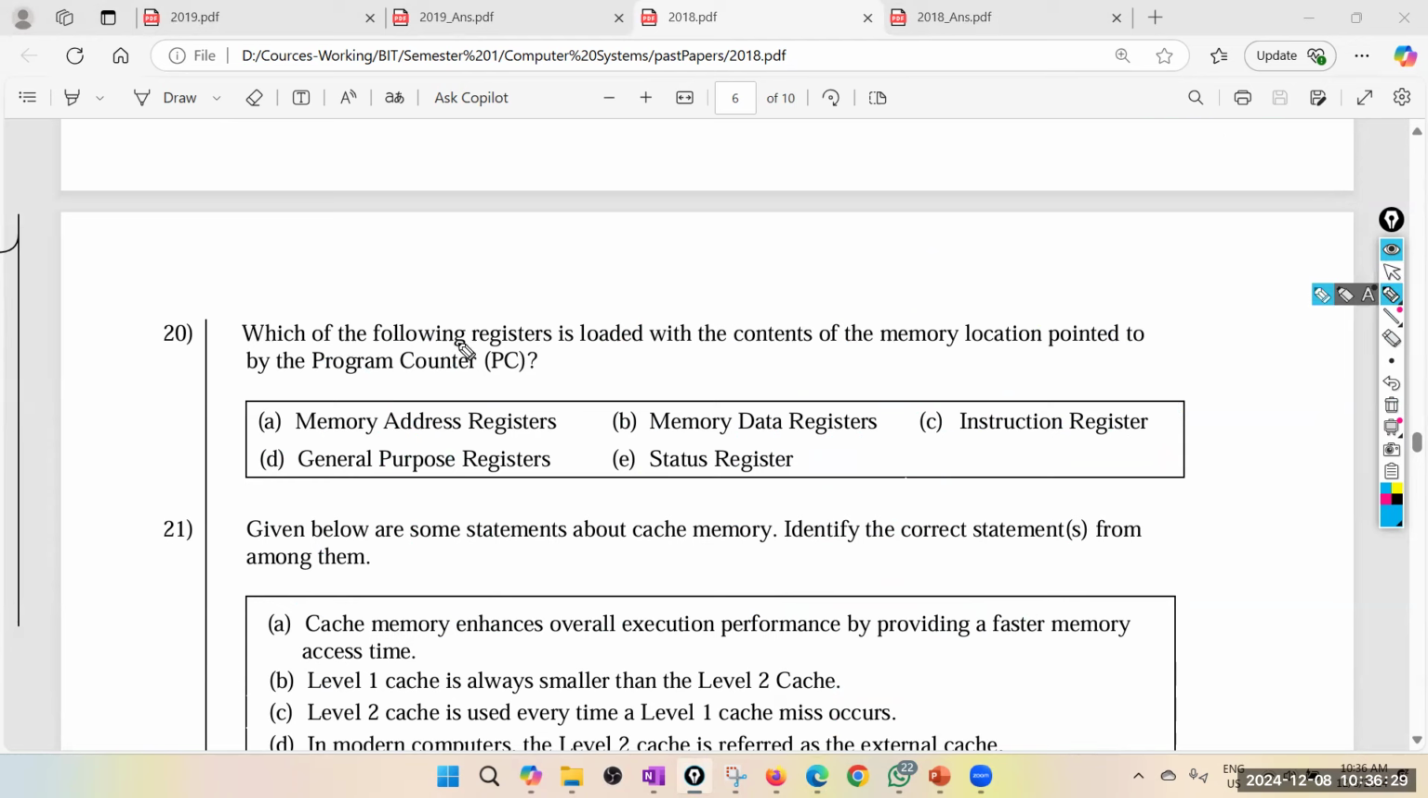Which of the following registers is loaded with the content of the memory location pointed to by the program counter? Think about it and give me the answer. Again, the wordings are fuzzy.